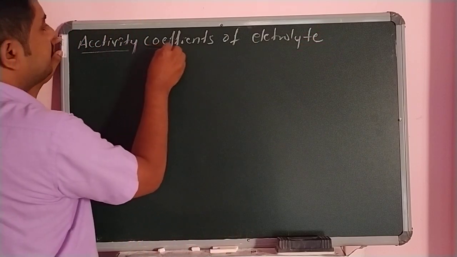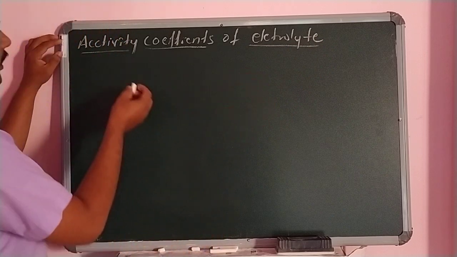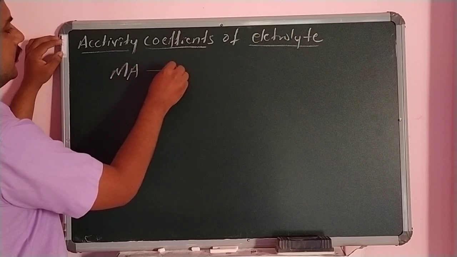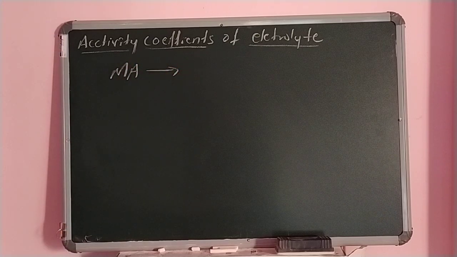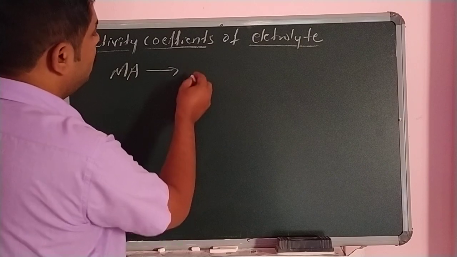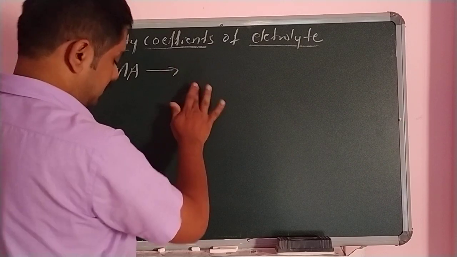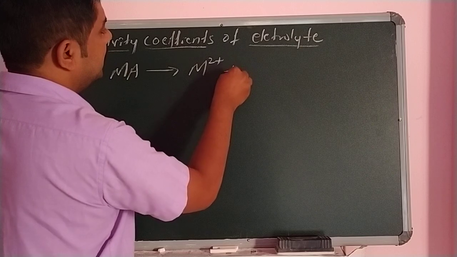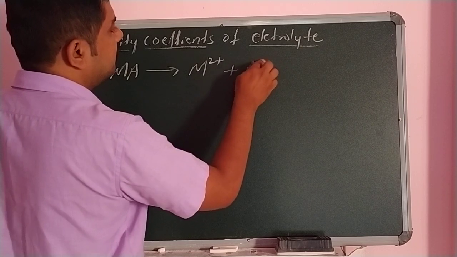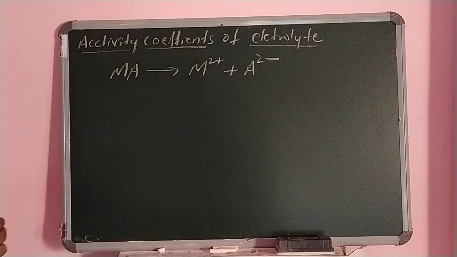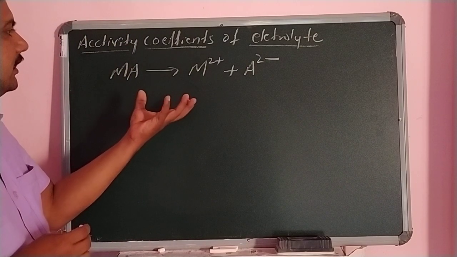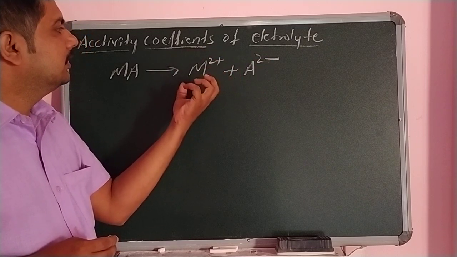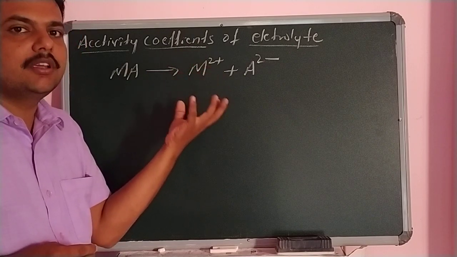In an electrolyte, for example, any electrolyte you are going to take, MA is an electrolyte. Remember, MA is an electrolyte. This electrolyte undergoes dissociation to form M^z+ and A^z-. Now you can consider this M^z+ and A^z- as species. They have their own activity.